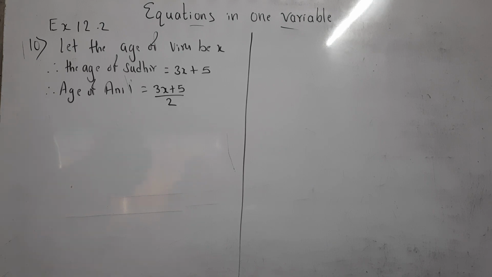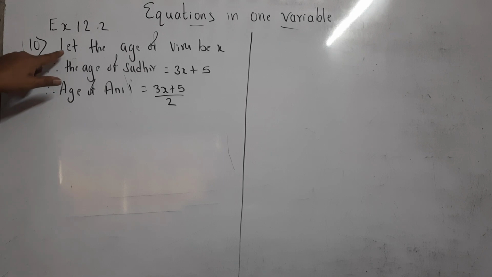So this age is 5 more than 3 times the age of Viru. Anil's age is half the age of Sudhir. If the ratio of the sum of Sudhir and Viru's age to 3 times the Anil's age is 5:6, then find Viru's age. We have to find Viru's age.